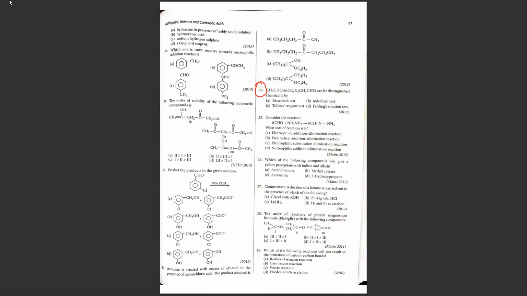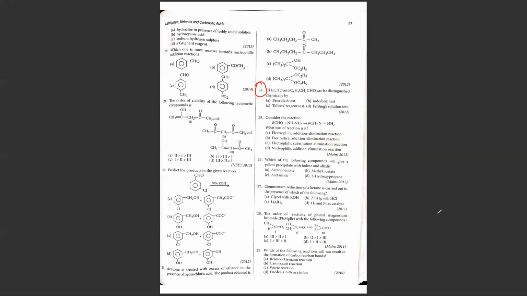So one is what? One is an aldehyde. Then the second one is what? Whenever you have an aldehyde group, it can easily undergo a haloform reaction. That is, it can undergo an iodoform test. Whenever you have acetaldehyde, it will easily show you the iodoform test.